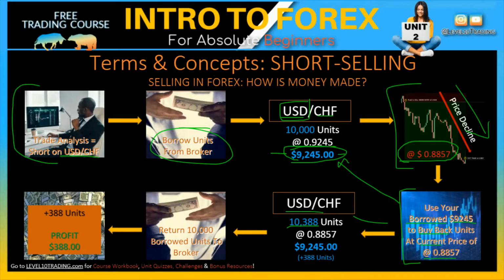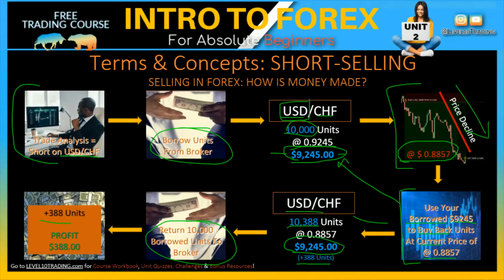And you're going to pay the same amount, which is your $9,245 here. So you close your trade at this new price. Then you're using your borrowed money to buy back as many units as you can at the same price. And you are getting an excess of 388 units from your original 10,000. Now, you've got to return those 10,000 units back to the broker. So that goes back into their hands.